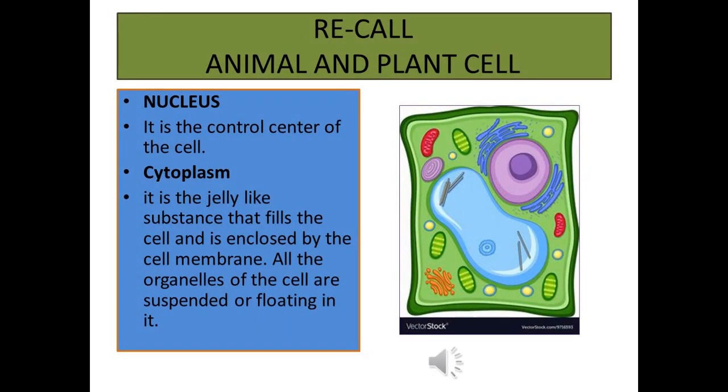We have to recall the similarities and differences between animal and plant cell. Nucleus. It is the control center of the cell. Cytoplasm. It is the jelly-like substance that fills the cell and is enclosed by the cell membrane. All the organelles of the cell are suspended or floating in it.